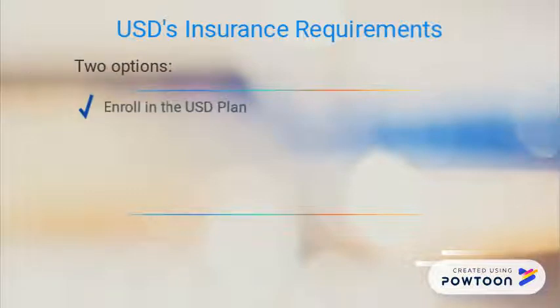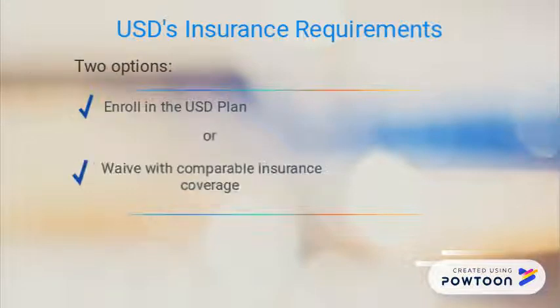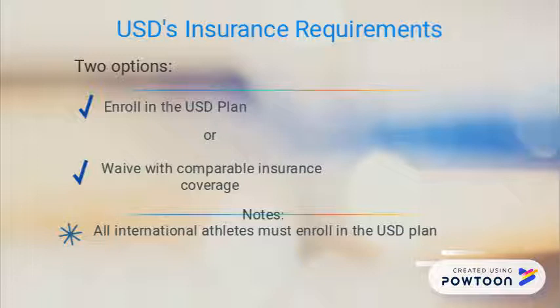All international students and scholars are required to have valid health insurance during their time at USD. There are two options. Students and scholars can either enroll in the USD International Health Plan or waive with their own comparable coverage. Note that international athletes must enroll in the USD plan because of special provisions.